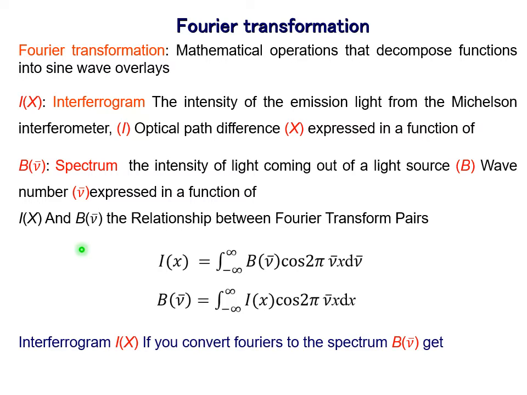Conversely, if the interferogram is Fourier transformed, the spectrum is obtained as shown in equation 2. In this way, in the spectrum measurement by FTIR, first the interferogram is directly measured, and the Fourier transform is performed to obtain the spectrum.